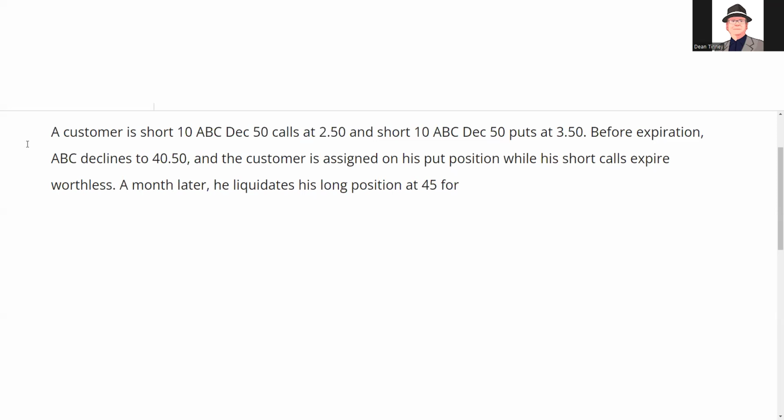All right, well, let's just go through this one. Customer short 10 ABC December 50 calls at 2.5, and short 10 ABC December 50 puts at 3.5. Before expiration, ABC declines to 40.50. Customer is assigned on his put position while his short calls expire worthless. A month later, he liquidates his long position at 45.